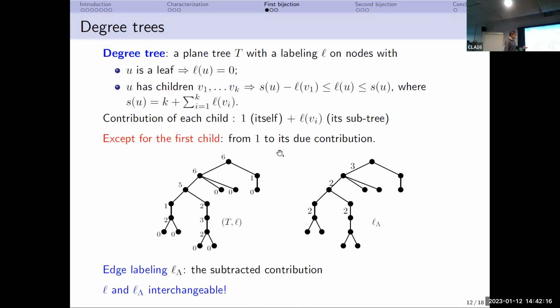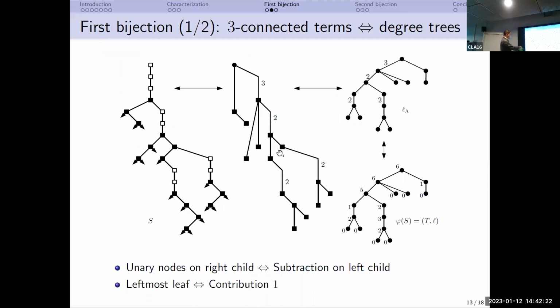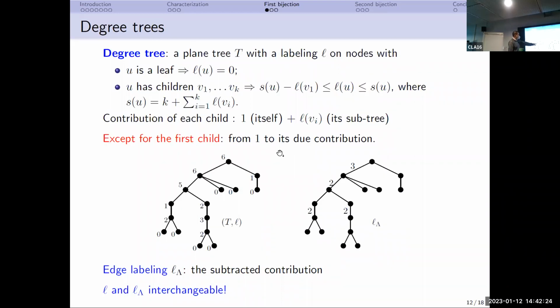Okay. So I take an example. If we consider this node, if we want to know what its label can be, well, we sum up all the labels of its children, which is 5, and it has 3 children, so the maximum it can take is 8.